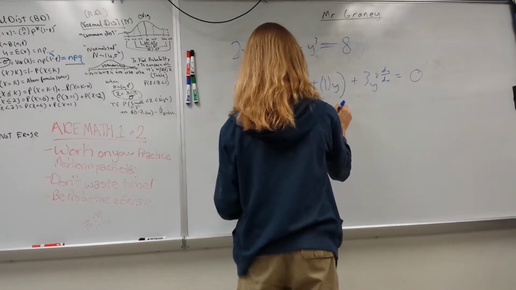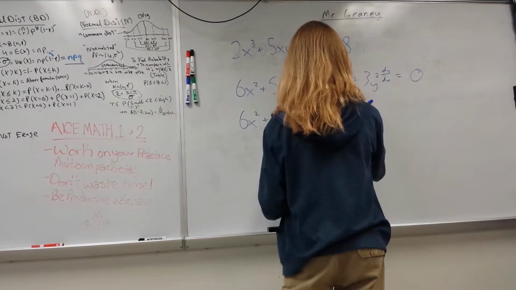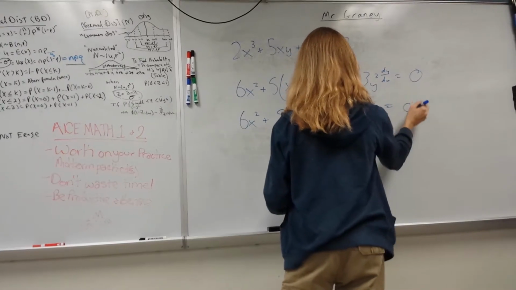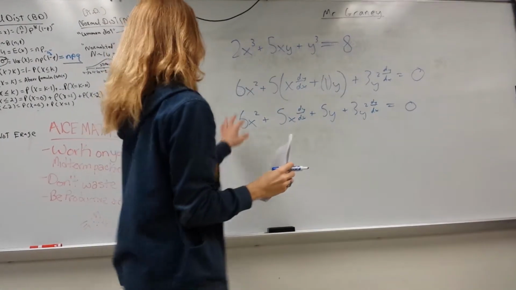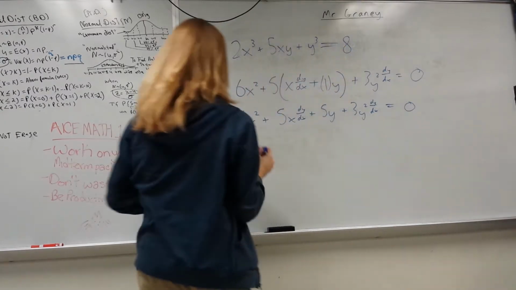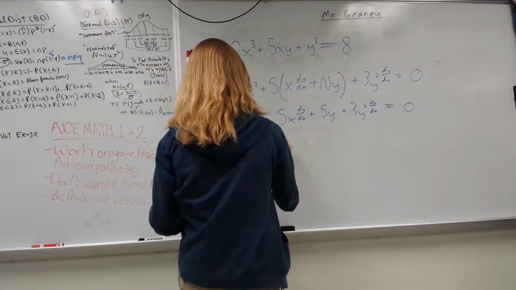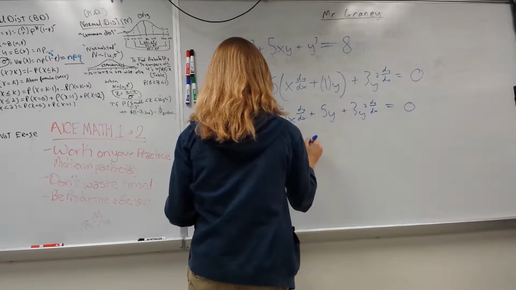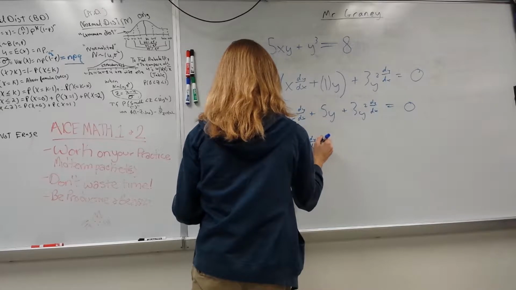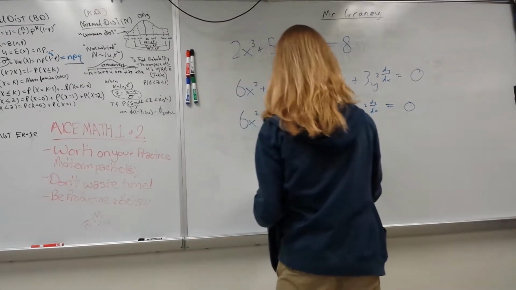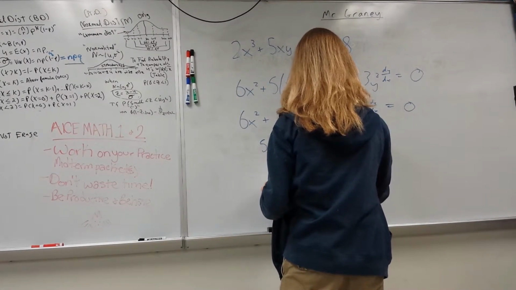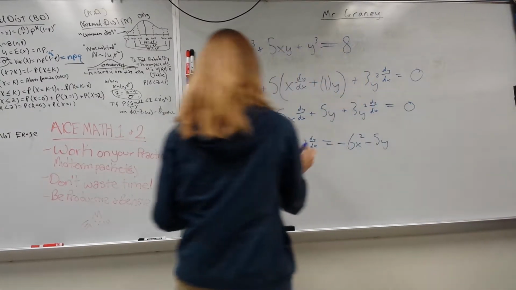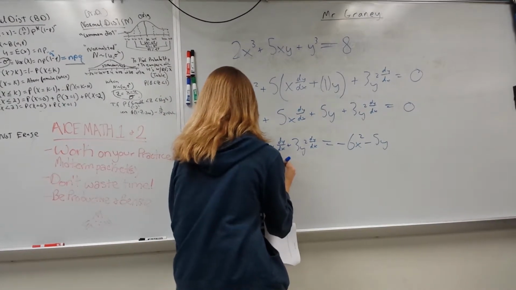Plus 5y plus 8y squared dy dx equals 0. Okay, so we need to pull these two over here and get 5x dy dx plus 3y squared dy dx equals the stuff we moved over: negative 6x squared minus 5y. Then pull out the dy dx, divide by the junk, and you've got dy dx.